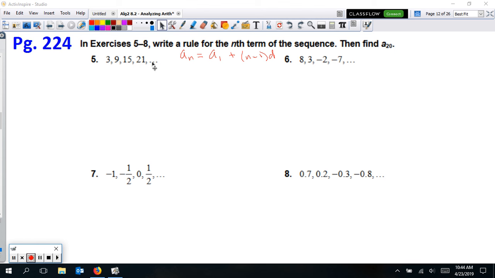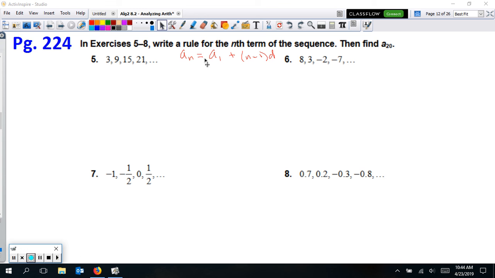Now these are all going to be arithmetic, which means they're all going to have a common difference. We don't have to figure out if they do or not. The only ones they wanted us to figure out were those first 4. If they said, is it arithmetic, then you're trying to figure that out. But when it says write a rule, you can just assume these are going to be arithmetic. So we just need to figure out what's that first term and what's that common difference.